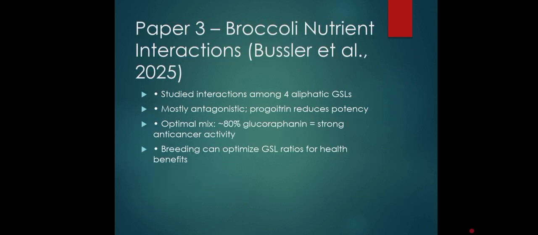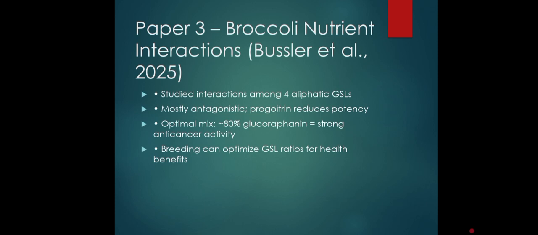Here is paper 3. The third paper examined interactions among four aliphatic glucosinolates in broccoli. The researchers found that these compounds are mostly antagonistic, meaning that they can reduce each other's biological potency. In particular, progoitrin was shown to decrease the overall activity of the mixture.